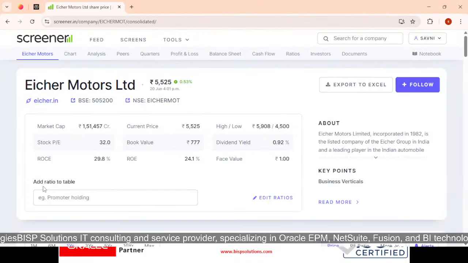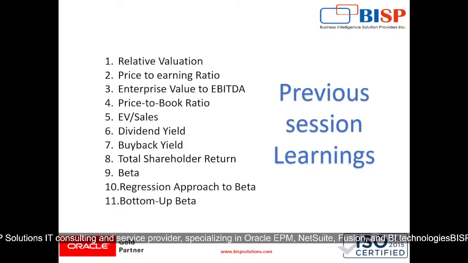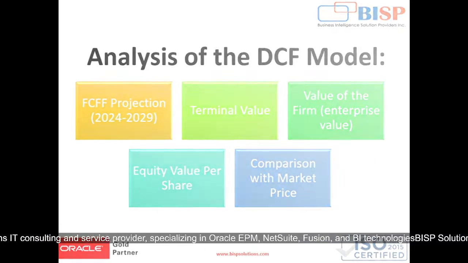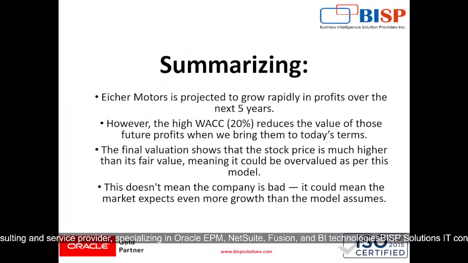If we compare these models, Eicher Motors is projected to grow rapidly in profits over the next 5 years. However, the high WACC, which is 20%, reduces the value of those future profits when we bring them to today's terms. So the final valuation shows that the stock price is much higher. This doesn't mean the company is bad. It could mean the market expects even more growth than the model assumes, right?